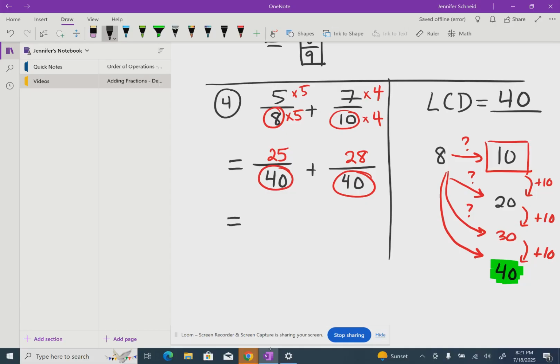Now in that numerator, since the denominator is the same, we keep the denominator, add up the numerators, and so we get 53 over 40, and that is our final answer. So 53 over 40 is 7 tenths plus 5 eighths.